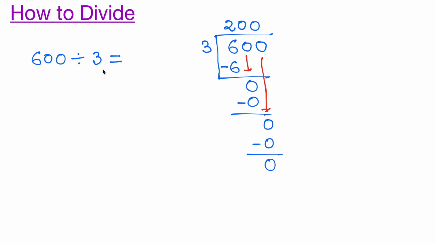Therefore, 600 divided by 3 is equal to 200. And this is our final answer.